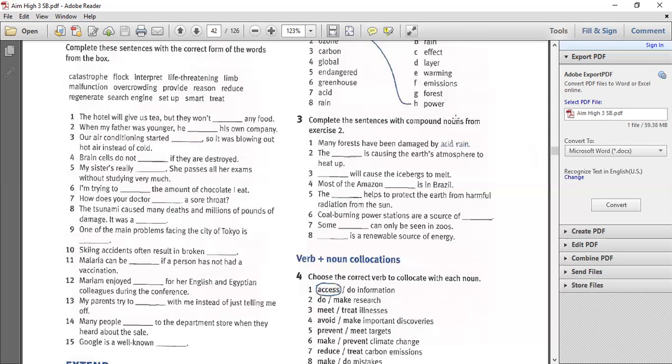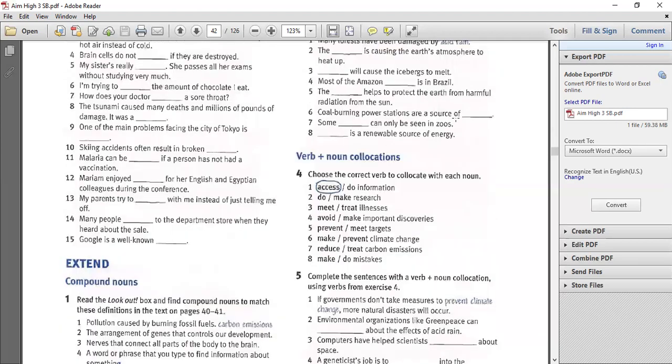Number 12: Mariam enjoyed interpreting for her English and Egyptian colleagues during the conference. Number 14, flock: many people flock to the department store when they hear about the sale. And the last one, number 15, search engine. Super excellent.